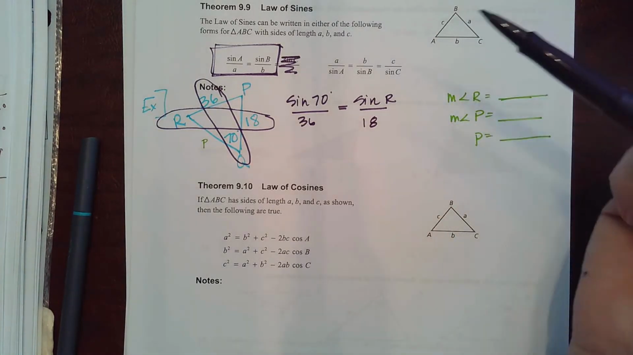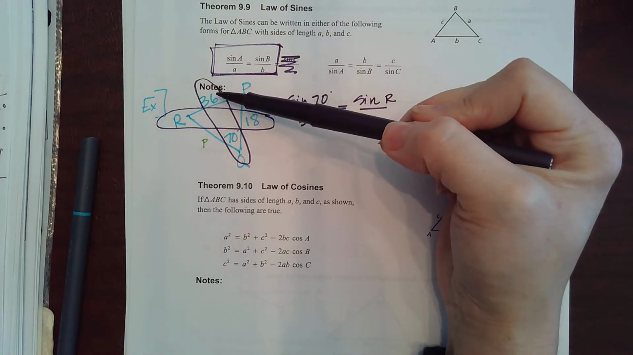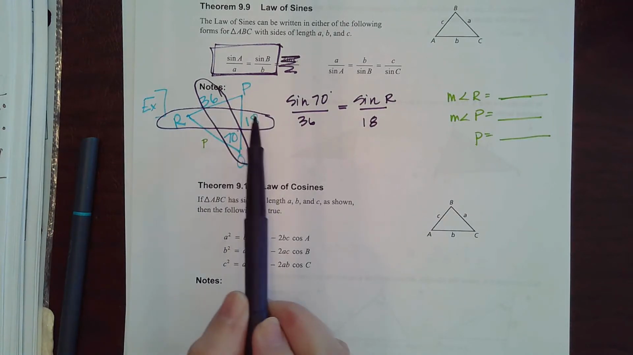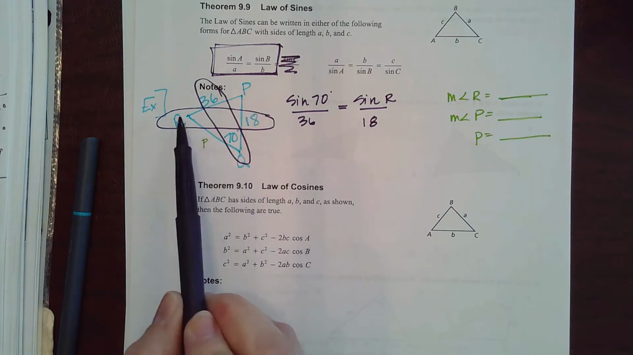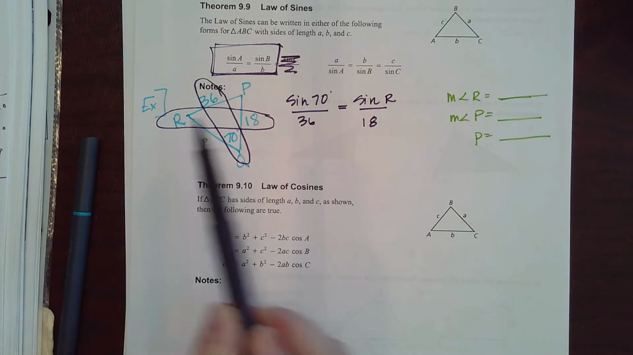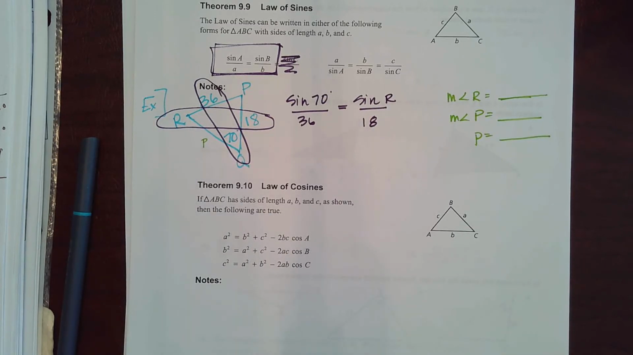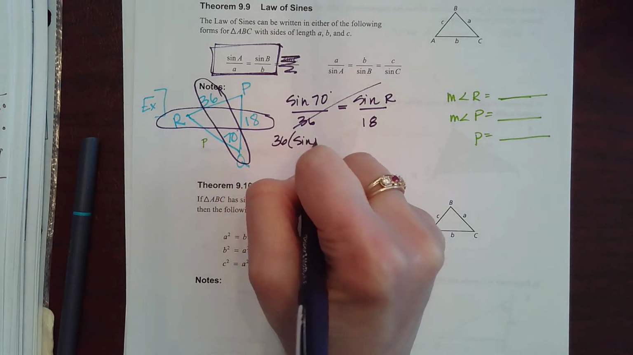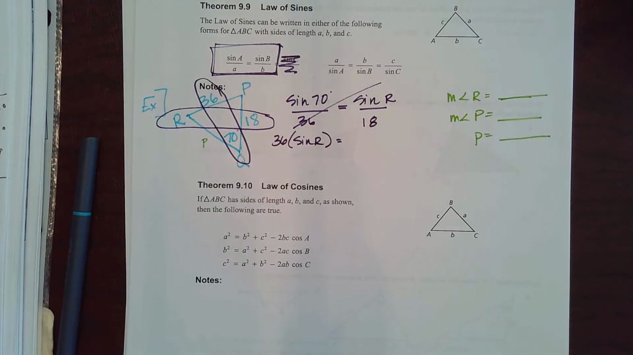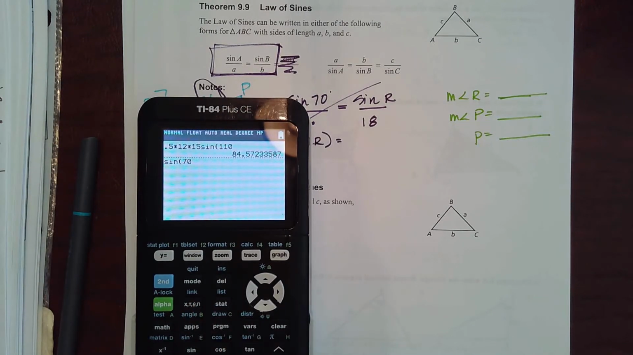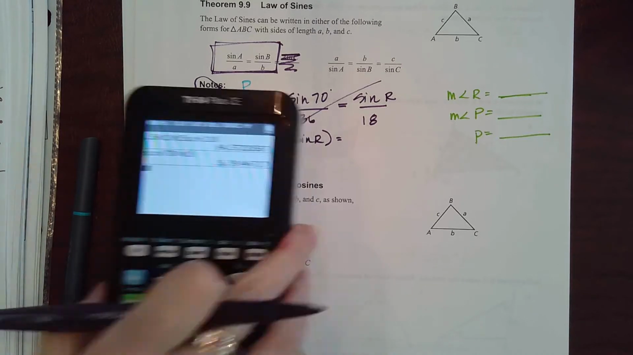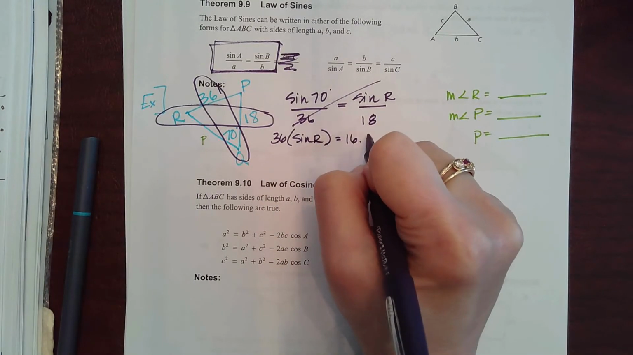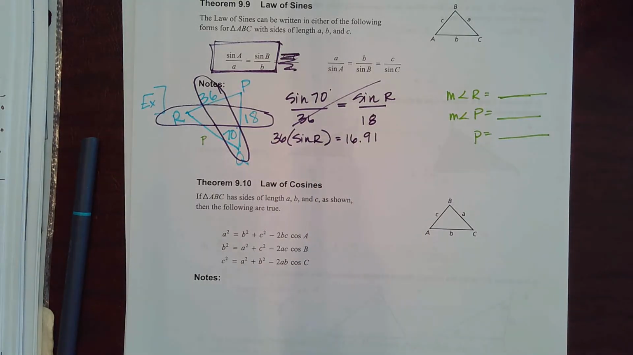How I knew to use law of sines is I was given an angle and a side across from it. Since I was given side 18, I knew that angle R was across from it, so that's what I'm solving for. The rest is just cross multiplying. So you're getting 36 times sine of R equals, and just do this in your calculator, sine of 70. So I'm going to do sine of 70, close your parenthesis, times 18. Leave your answer in your calculator. You don't want to round. I'm just going to round on my paper because I don't want to write all those decimals.